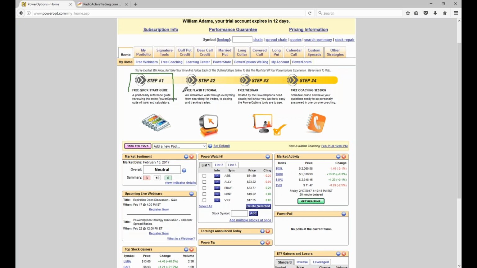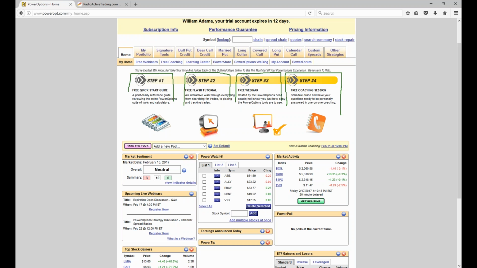Start off with a free quick start guide. You can walk through the various flash tutorials. We have a variety of archived webinars and webinars during the week that you can register for and attend, and of course those of you on a trial or a subscription can register for a free coaching session at any time as well. So you want to make sure you take advantage of those 4 steps as you're getting used to the Power Options tools and just starting your trial.